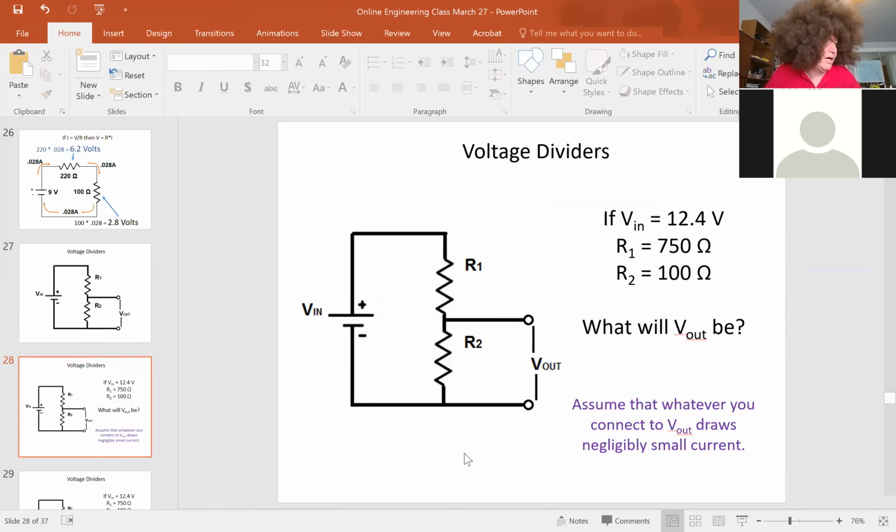Hopefully you guys are ahead of me here. Can anybody calculate how many volts will be across my R2 resistor there? Let's see what you guys come up with. Not seeing any numbers appearing on the screen yet.